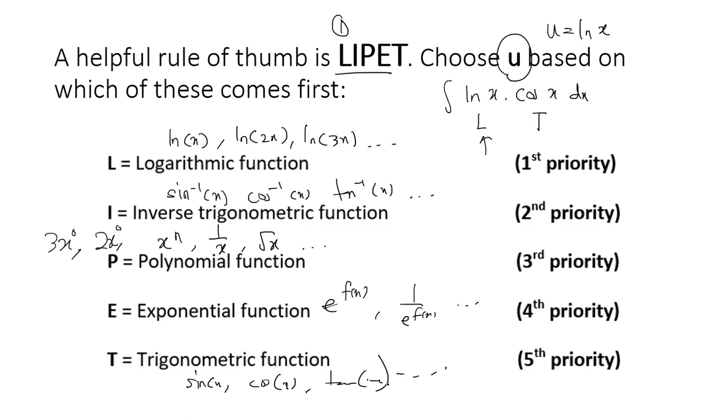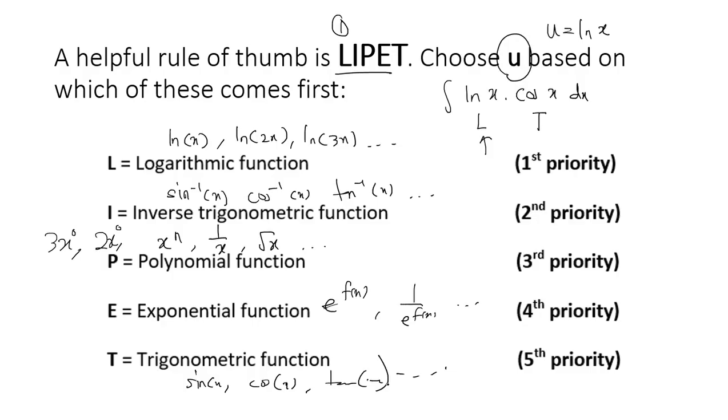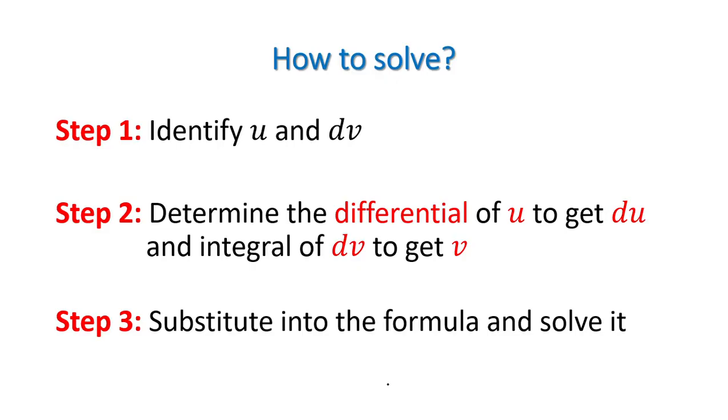So the first priority is log, second inverse trigonometric, third is polynomial, fourth is exponential, and fifth is trigonometric function. Some books have an extra letter for other functions besides log, polynomial, exponential, and trigonometric. If you are not sure about this, you can go back to the guideline. But I really encourage you to focus on LIPET only. It's really helpful.